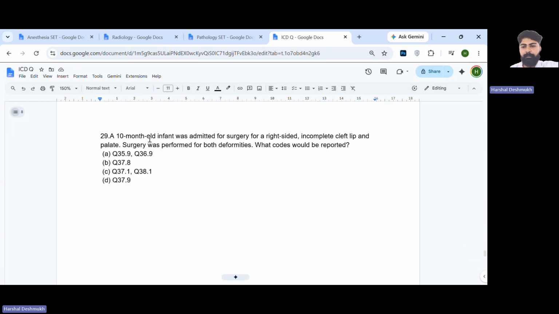A 10-month-old infant was admitted for surgery for a right-sided, incomplete cleft lip and palate. Surgery was performed for both deformities. What codes would be reported?